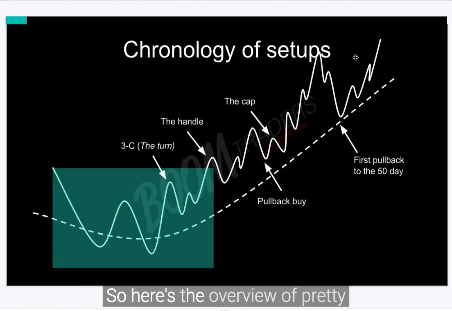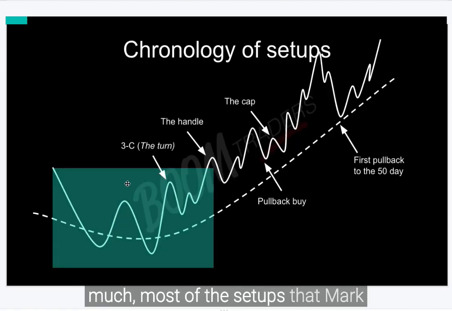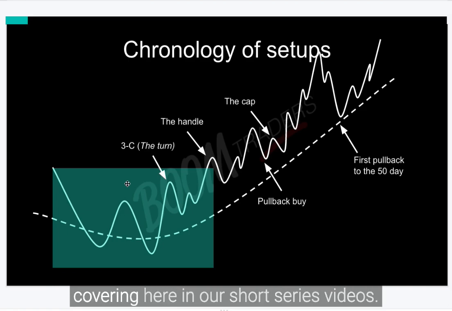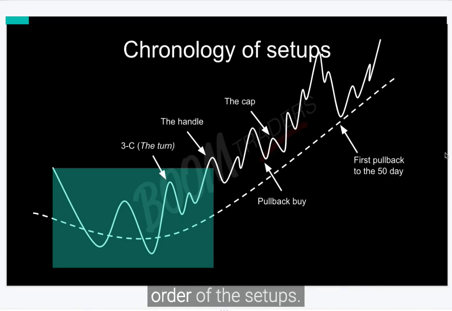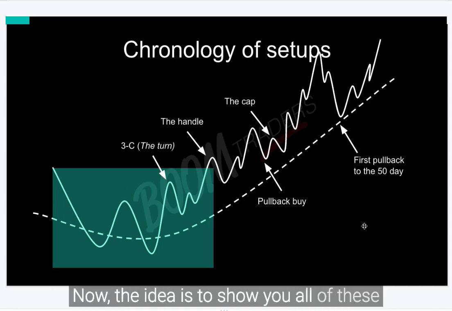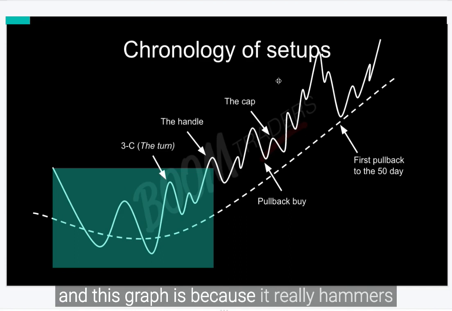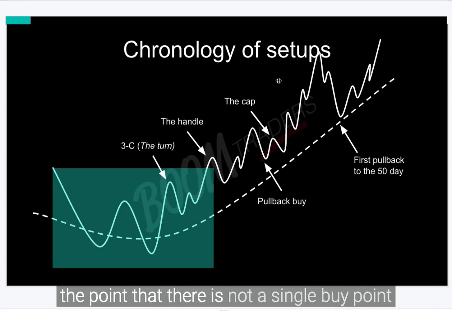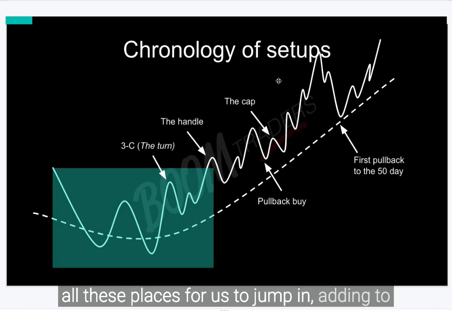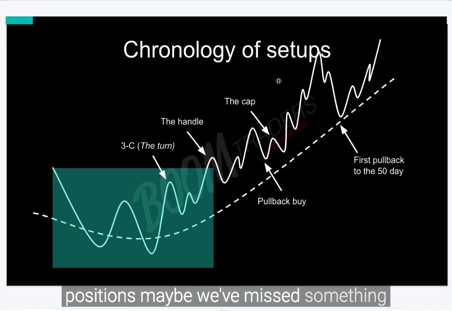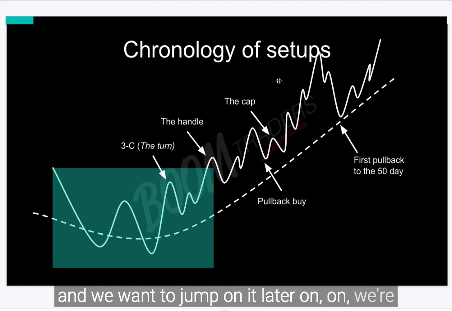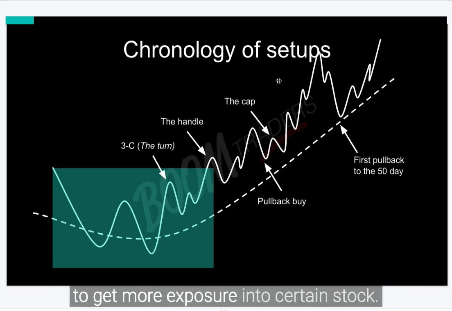So here's an overview of most of the setups that Mark Minervini teaches and that we're covering in our short series of videos, in chronological order. The idea is to show you all of these because this graph really hammers the point that there is not a single buy point within an uptrend. We're looking at all these places for us to jump in and add into positions. Maybe we've missed something and want to jump on it later on, and we're getting additional confirmation, or we want more exposure to a certain stock. These are the places where we can do that.